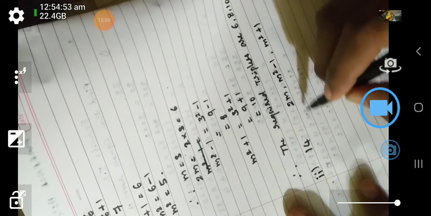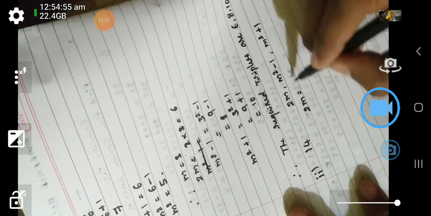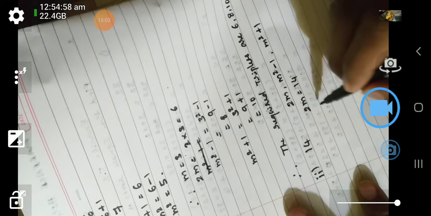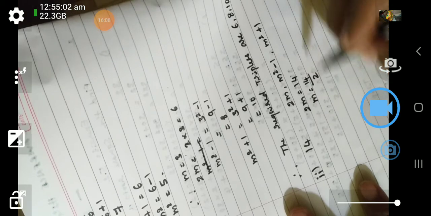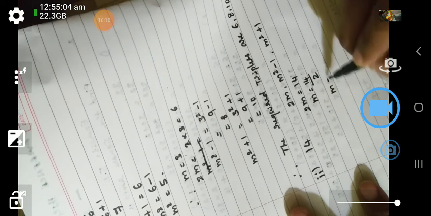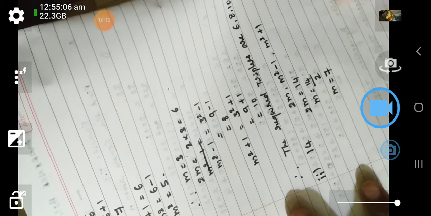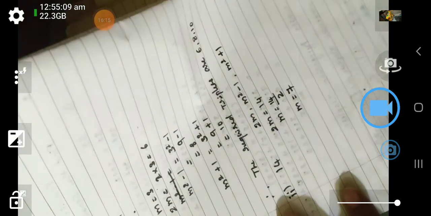2m is equal to 14, correct? So m is equal to 14 by 2. Okay, so m is equal to 7, right? m is equal to 7. Got it.